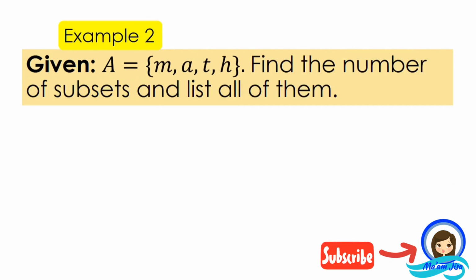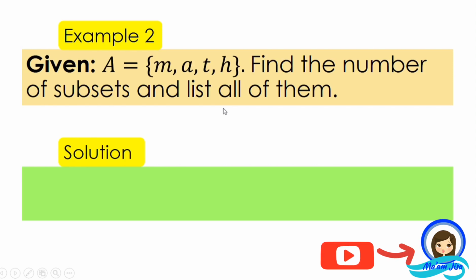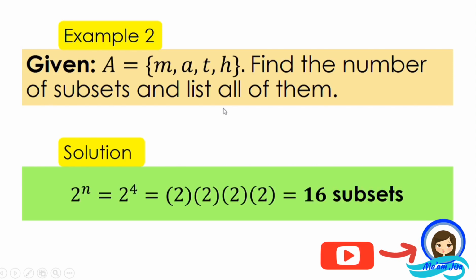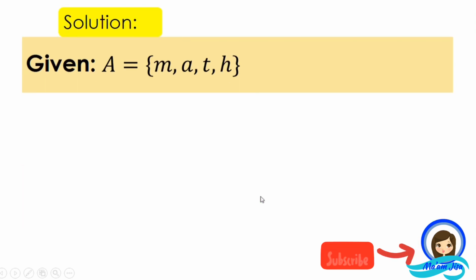Let's proceed with our second example. Given set A containing the elements M, A, T, H, find the number of subsets and list all of them. So using our formula 2 to the power of n, there are 4 elements. We have the elements m, a, t, and h. We substitute 4 to n. 2 to the power of 4 simply means 2 times 2 times 2 times 2. That is why there are 16 subsets.